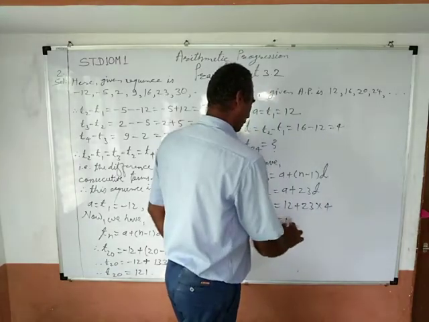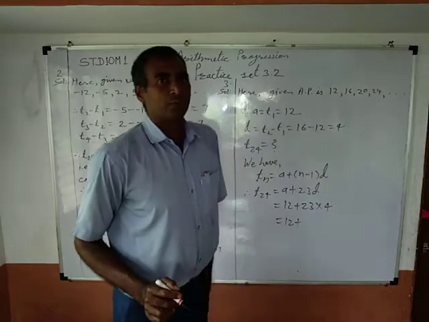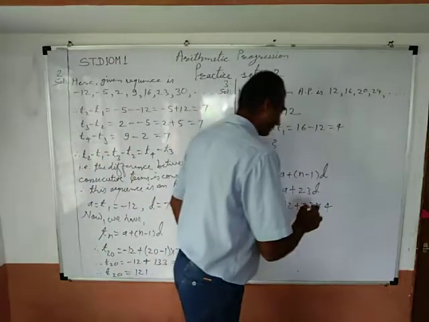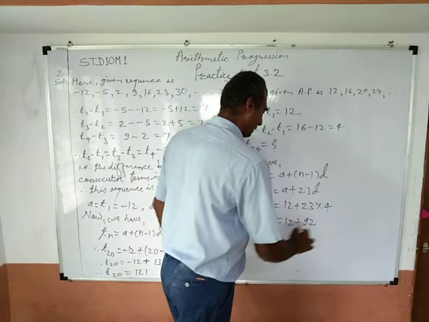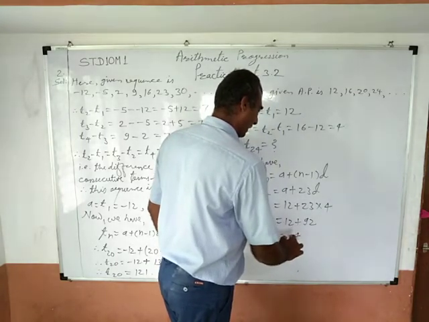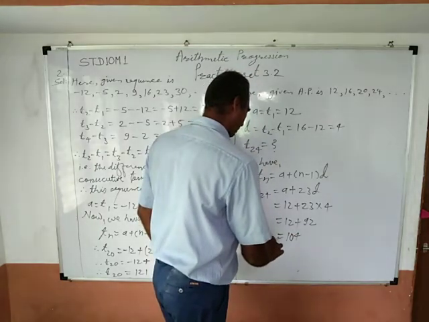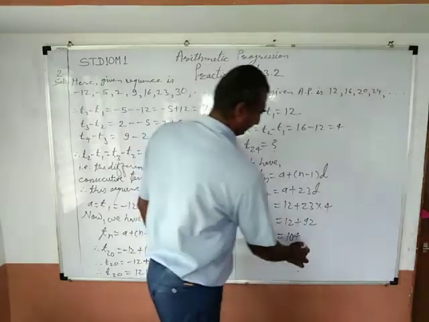12 plus 23 fours are 92. That equals 12 plus 92, which is 104. Therefore, T24 equals 104.